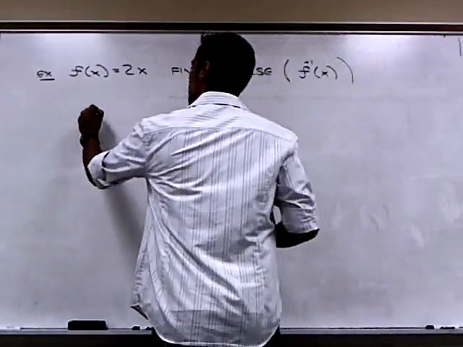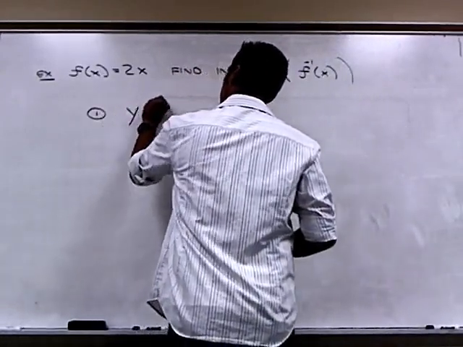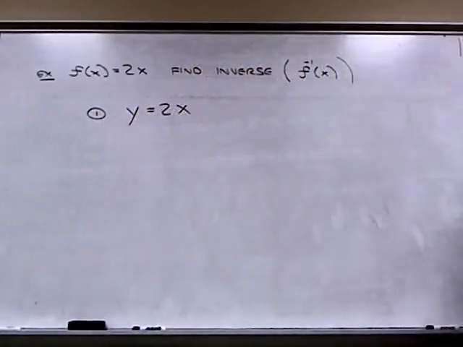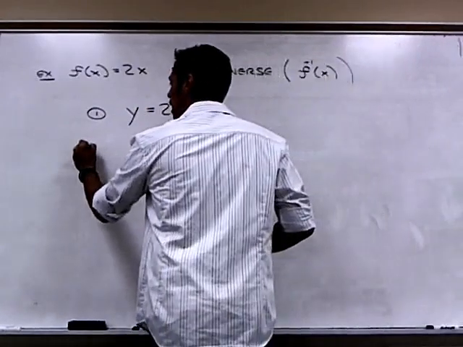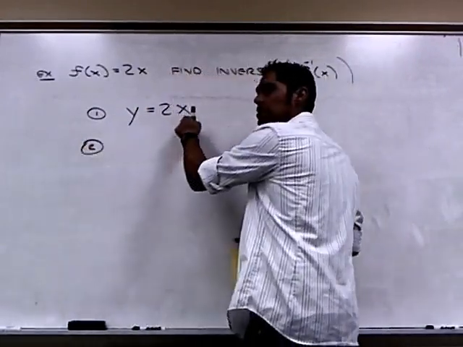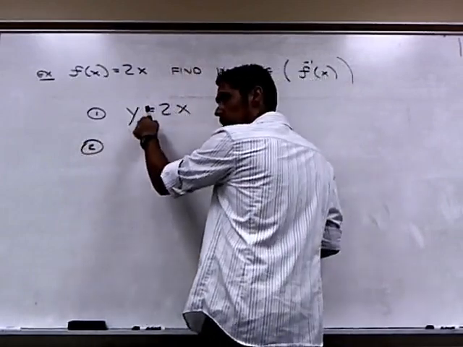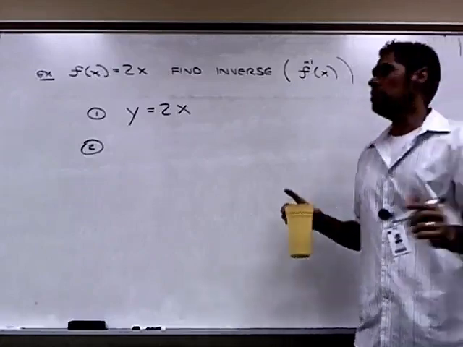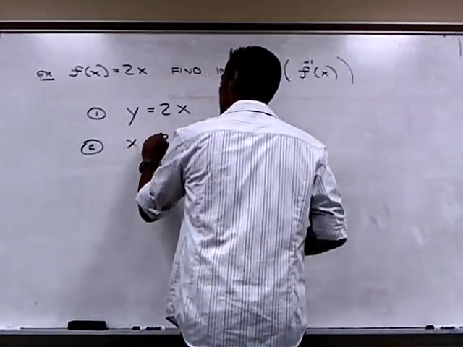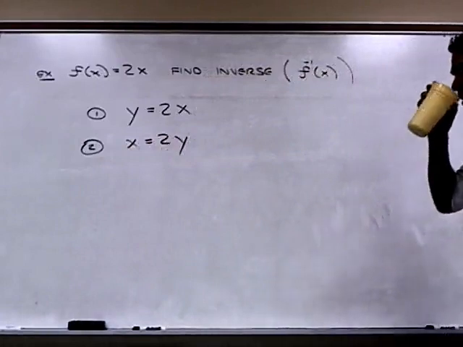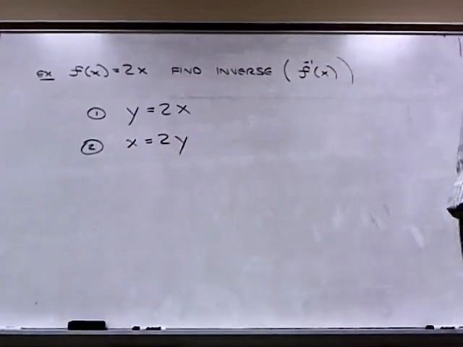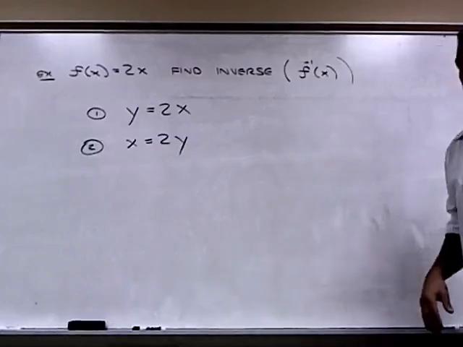First step, replace f of x with y. Second step, switch the x's and y's. Now here's what I mean by that. Everywhere you see an x, replace it with y. Everywhere you see a y, replace it with x. You're not doing any algebra. You're just swapping variables. So this is going to become x equals 2y instead. Why do we do that step? I'll try and explain it after we do it.